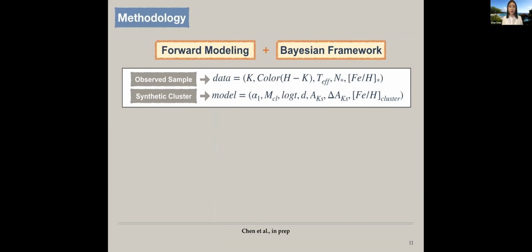For the methodology, generally I apply the forward modeling method and a Bayesian framework by comparing the observed sample to a synthetic cluster, which is the data and the model. So for the data, I'm using the measurements of K magnitude, color, effective temperature, number of stars, and metallicity. For the model, I'm using the synthetic cluster generated with 7 free parameters listed above.